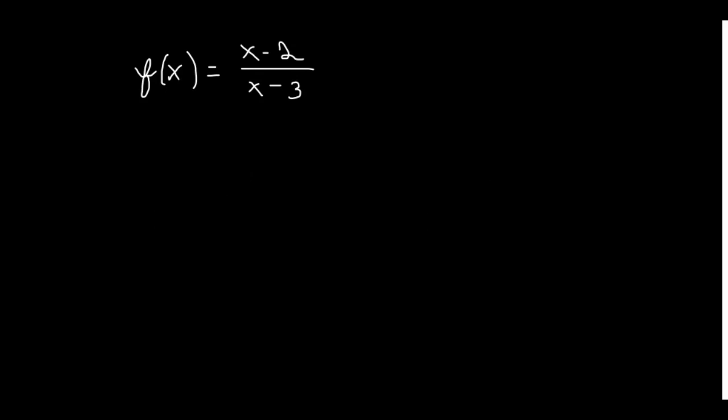Now we have this particular rational function. How can we find the horizontal and vertical asymptote? So first, to find the vertical asymptote, we have to set the denominator not equal to 0. We have to add 3 here and add 3 to the other side, and we will get x is not equal to 3. Therefore, our vertical asymptote will be 3.